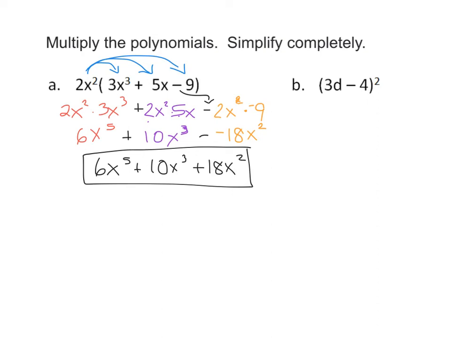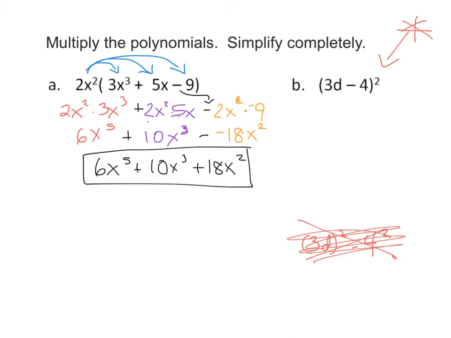All right, example B, 3d minus 4 squared. Now this is super important right here, you guys. A very common mistake is made right here. Many people want to say that 3d minus 4 squared is 3d squared minus 4 squared. It is not. You cannot do that. That is not okay. We cannot just distribute a square into a binomial situation. Binomial meaning two terms. We cannot do that. It is not correct. It will never work. So we have to avoid that mistake all the time.